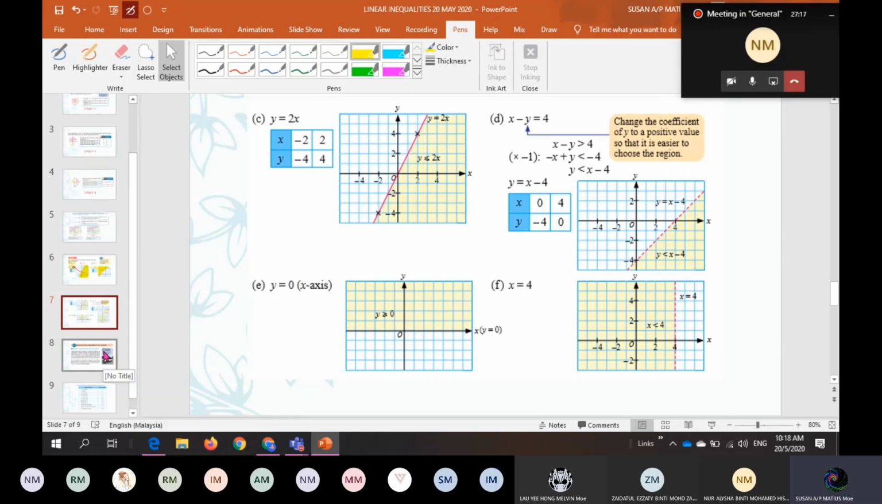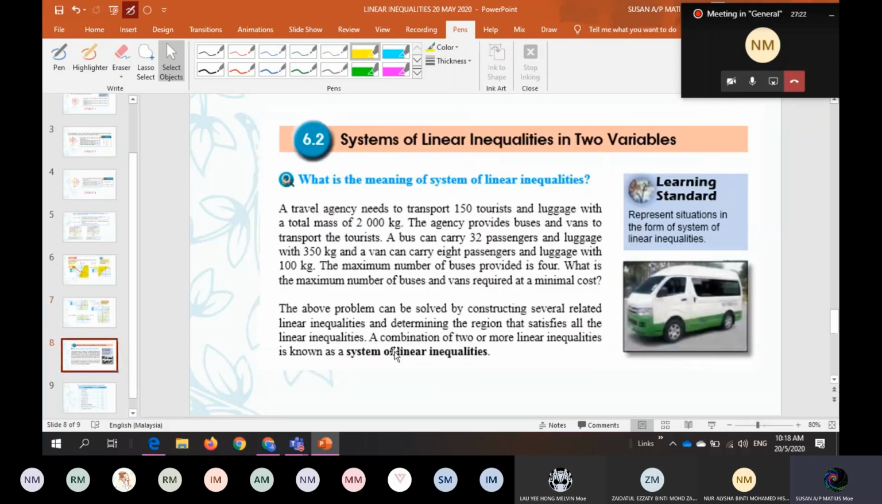the next part, which is a system of linear inequalities in two variables. You have learned two variables before, but you learned linear equations in two variables. Now you're going to learn linear inequalities in two variables. Two variables means there are two unknowns. So what is the meaning of a system of linear inequalities? Let's look at this.